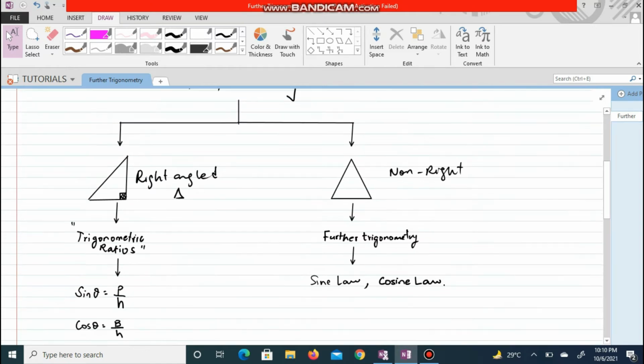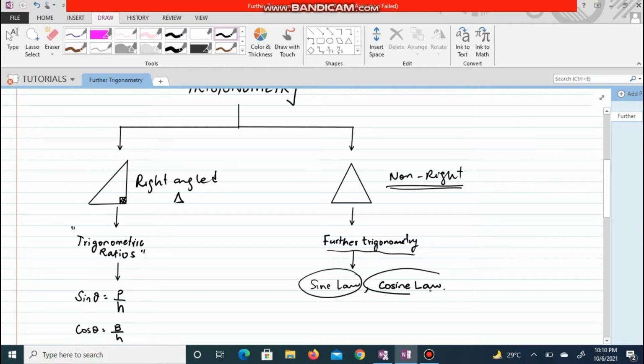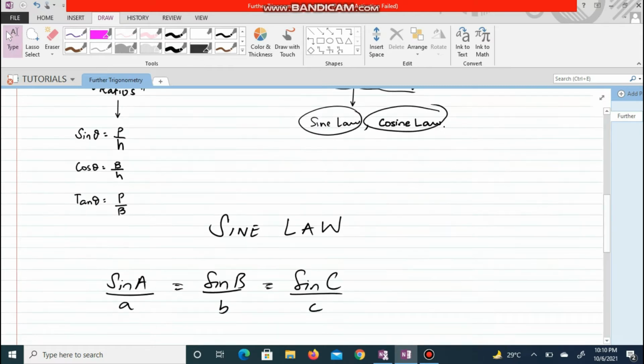What we are trying to look at in this video is the solution for non-right angle triangles, that is solved by further trig. In further trig, you have 2 ways to solve: by sine law and cosine law. So let us discover further what sine law and cosine law are.